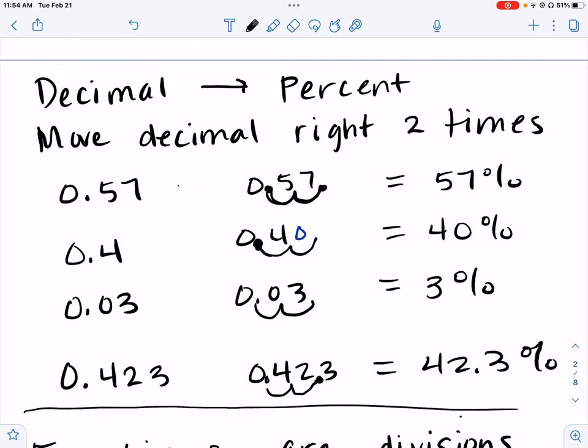0.4 would be 40% because the blank gets filled in with a 0. 0.03, 2 times, 3%. 0.423, okay, we always move it twice, so 2 times would be 42.3%.